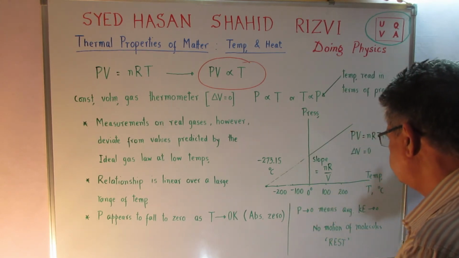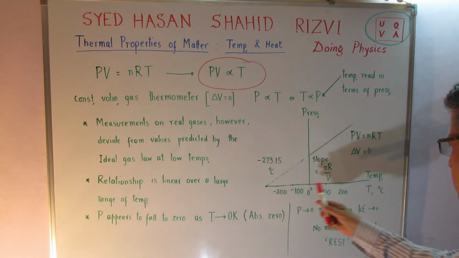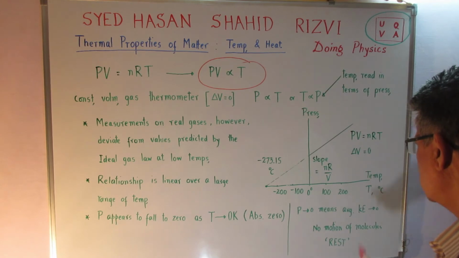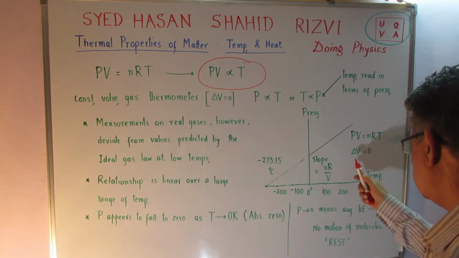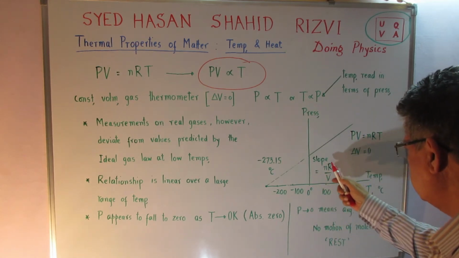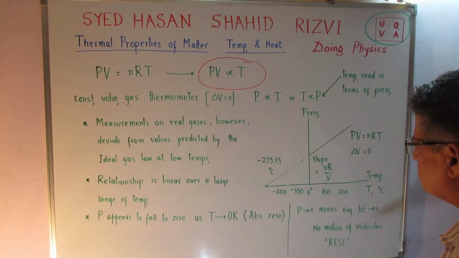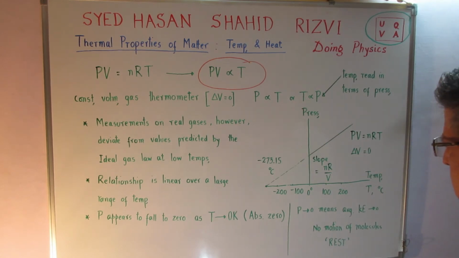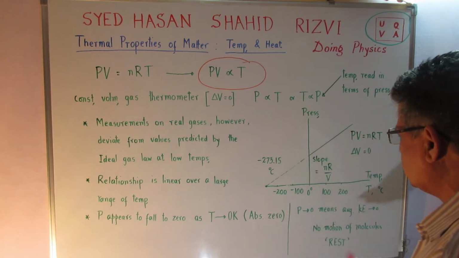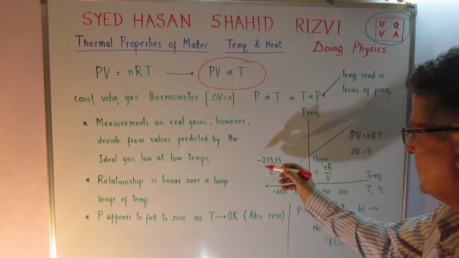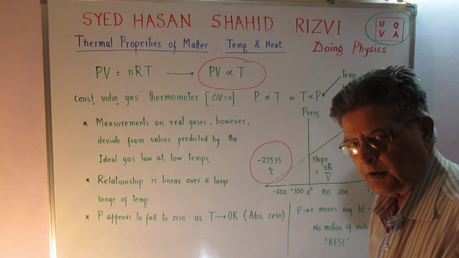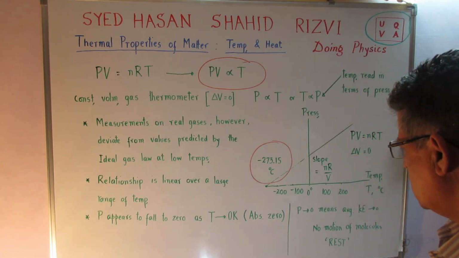We find that there is a graph which we obtain between temperature and pressure, and of course the equation is PV is equal to nRT when delta V is equal to 0. So the slope becomes equal to nR upon V, all of them constants. If I extend it like this, it meets the temperature axis at a temperature of minus 273.15 degrees Celsius.